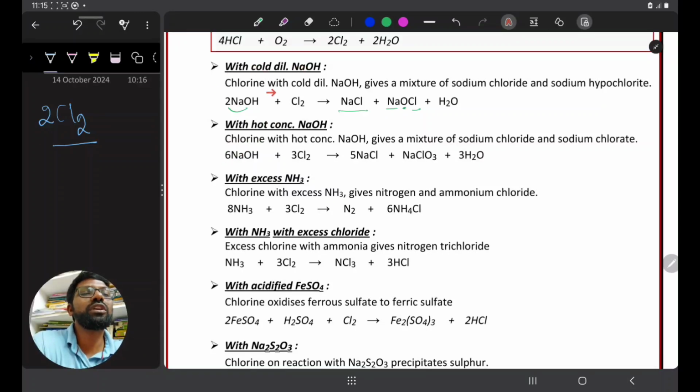Here in cold dilute NaOH, we have used 2 moles of NaOH and 1 mole of chlorine, right? Here you just multiply these 2 reactants by 3, and you get the reactants in the second reaction. So 3 twos are 6 NaOH, and 3 times 1 is 3 Cl2. That's how you remember the number of moles of reactants. After that, we have to know how the products will be formed. The same process as in the previous one will follow here. Here 6 Na and 6 chlorines are there.